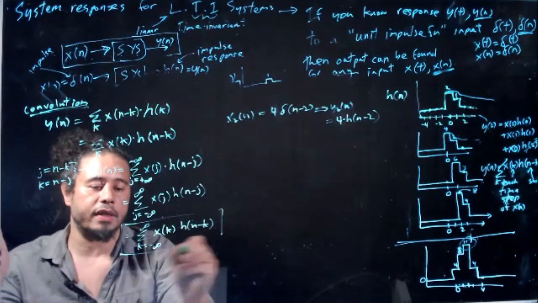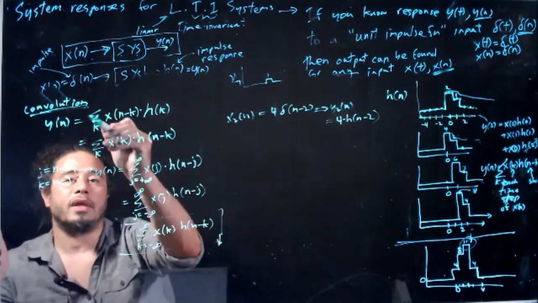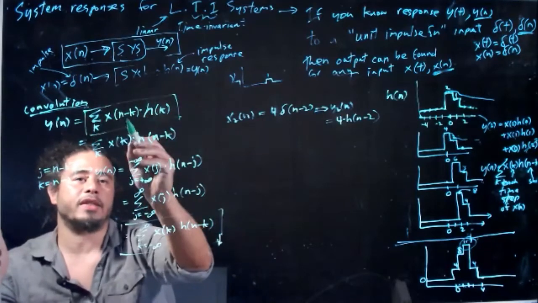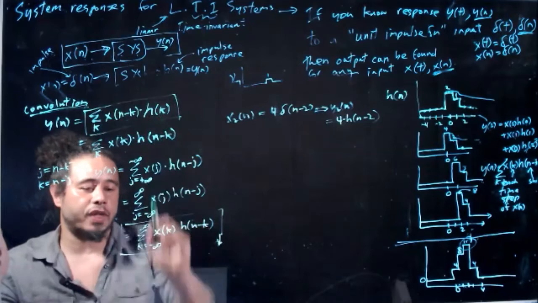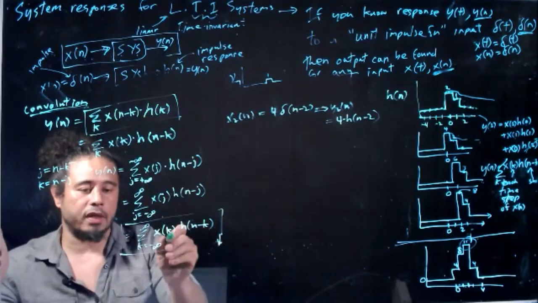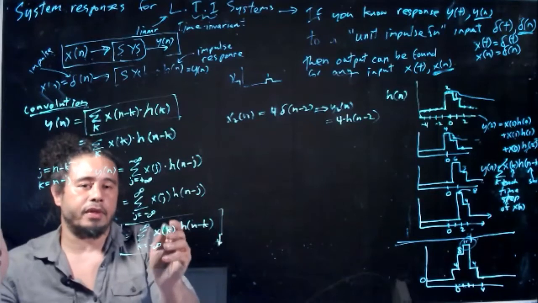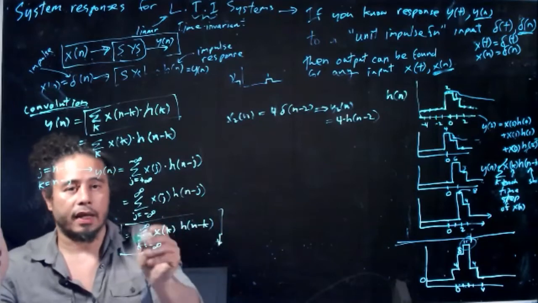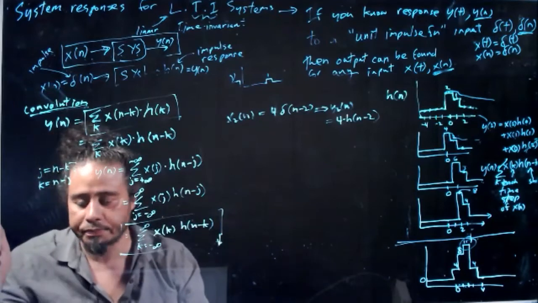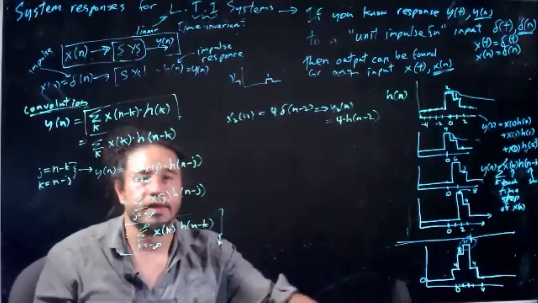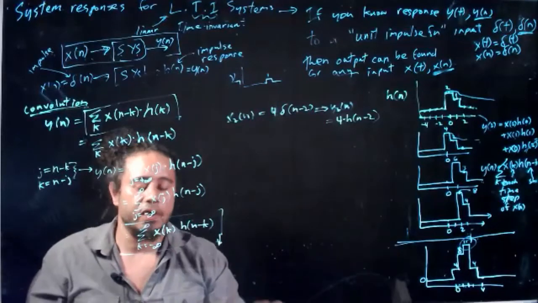Because what we did was start off with this version of the summation, x of n minus k multiplied by h of k, and then with a little substitution and some algebra, we got the other version, x of k multiplied by h of n minus k, with this infinite sum. All right, so that's how you do this commutative thing.